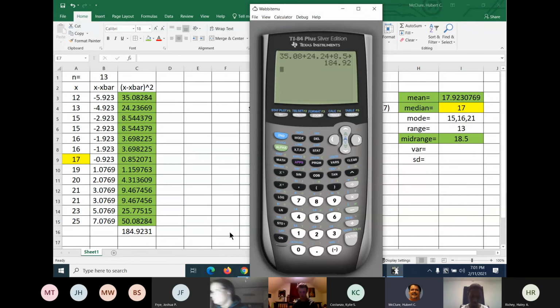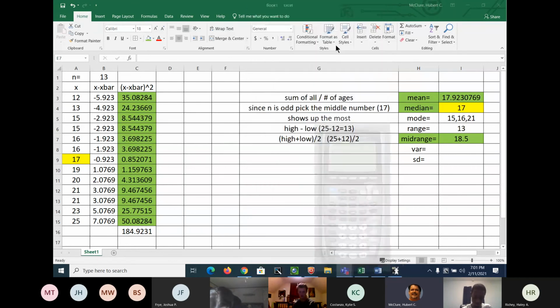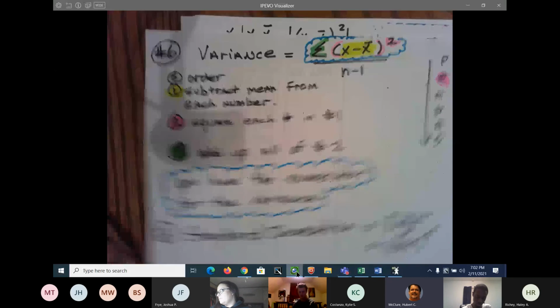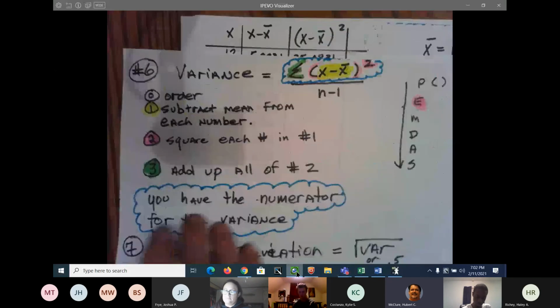Good job. Now, what did we just find? We just found the numerator for the variance. Look at your formula. Look here. We just found the numerator for the variance. Remember the blue right here? We just found it right there.